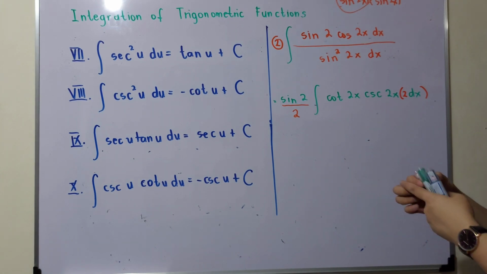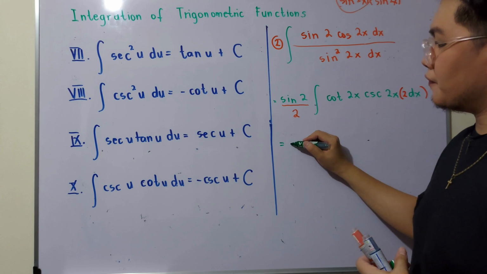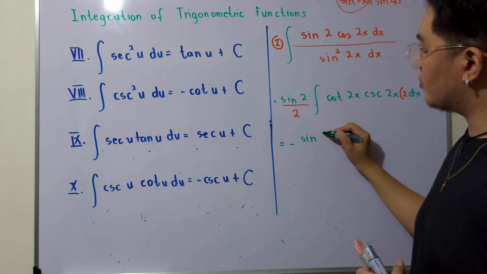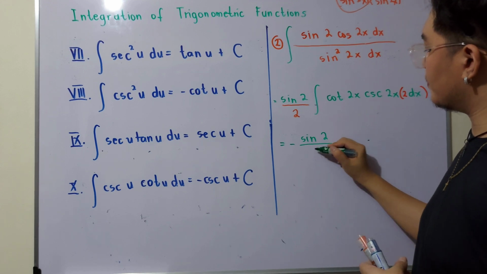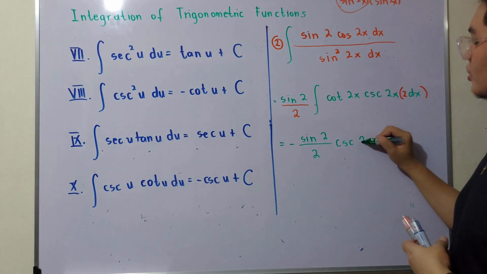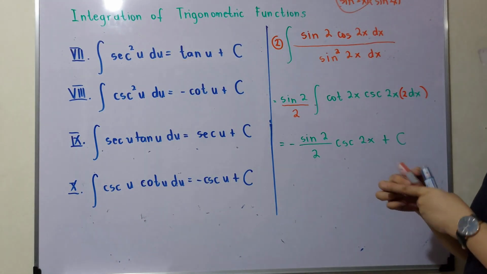Okay? Finally, the answer will be negative sine 2 over 2. Tapos dito natin ilagay yung cosecant 2x plus c. So, yan na po yung sagot.